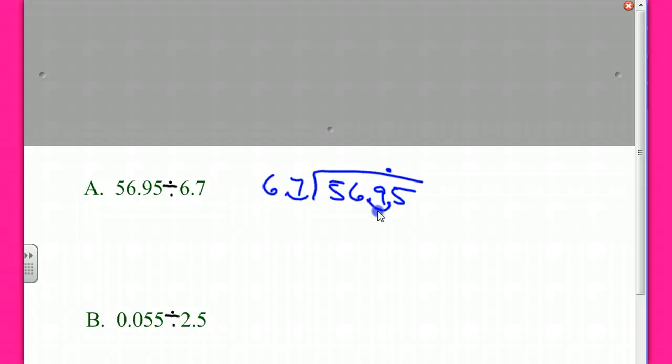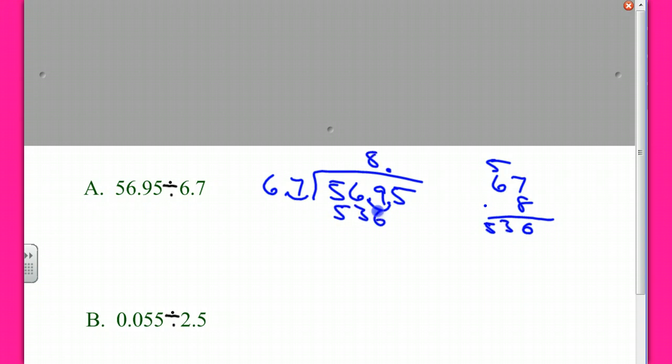Who thinks 7? Who thinks 8? Did you test it? Okay, so Kenzie, could it go in 9 times? No, it's not that big. So we'll try 8. 67 times 8. 7 times 8 is? 56. I thought I heard 60. And 6 times 8 plus 5? 53, right? So 536 looks like a good number.